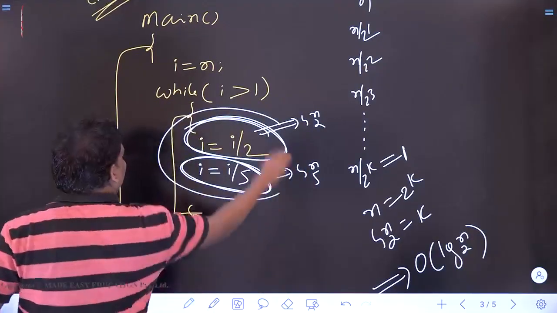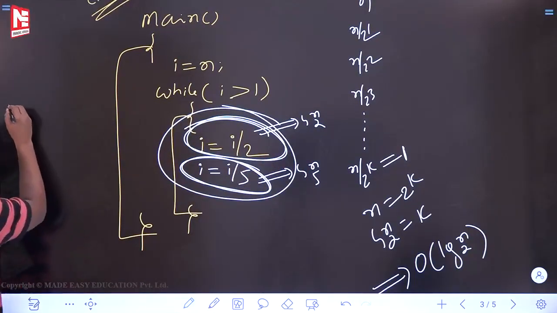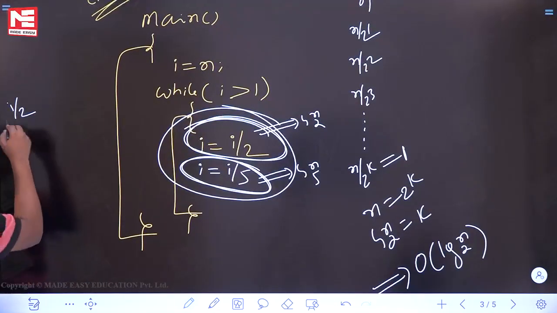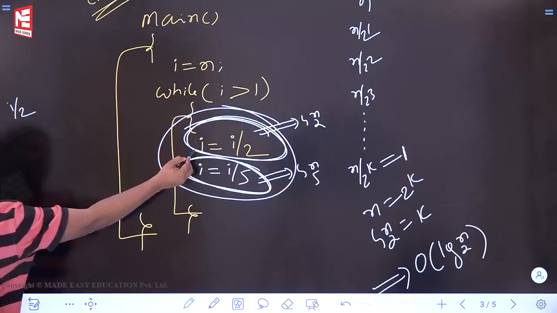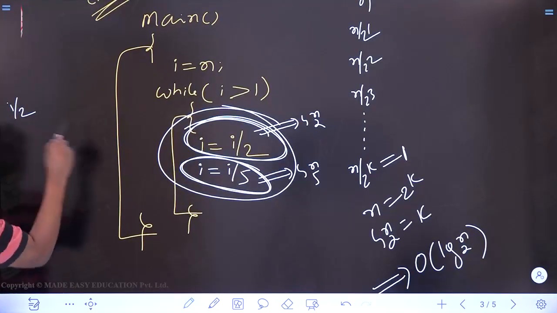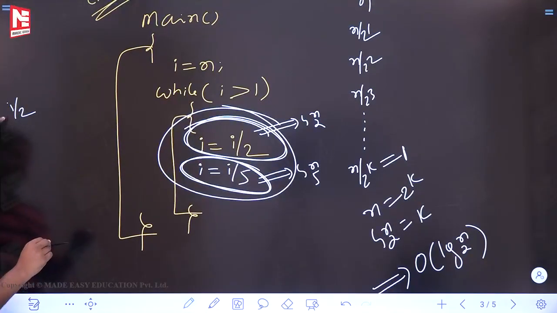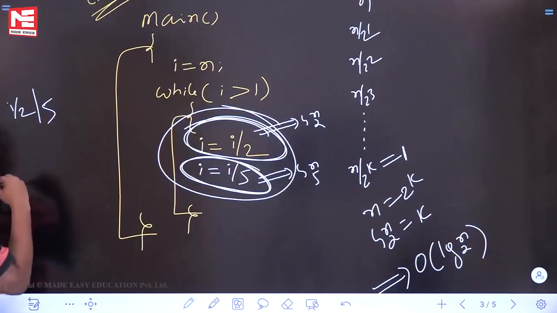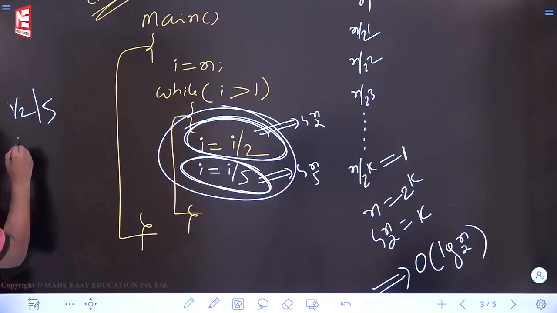Suppose if both are there. What is the answer? See the interesting story. Already I by 2 is there. Already the I value becomes I by 2. See, I is equal to I by 2. First line is over. Then to this one, again by 5. Then what is the answer?